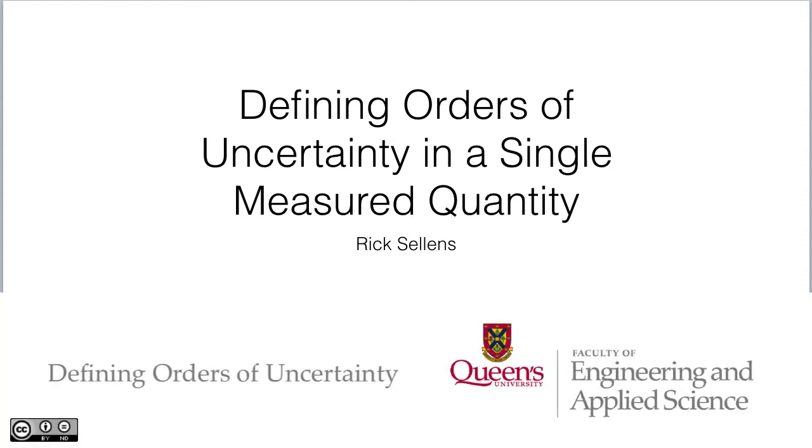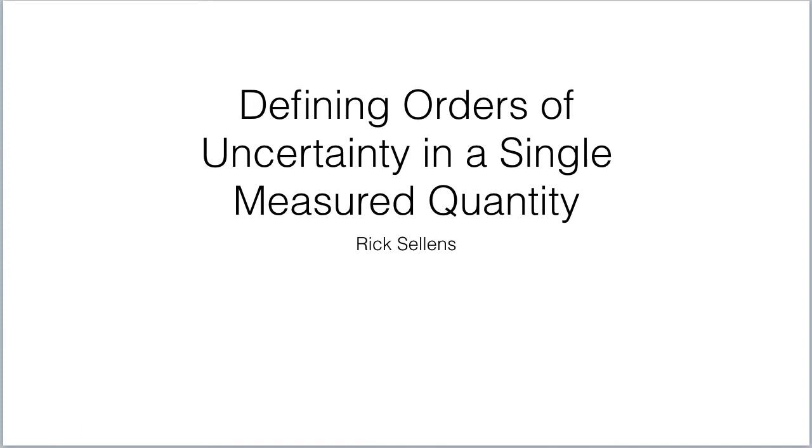If we follow Figliola and Beasley and some others, we can formalize things a little bit more about our uncertainty by defining orders of uncertainty in a single measured quantity.